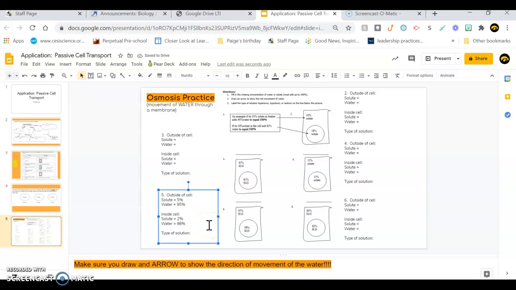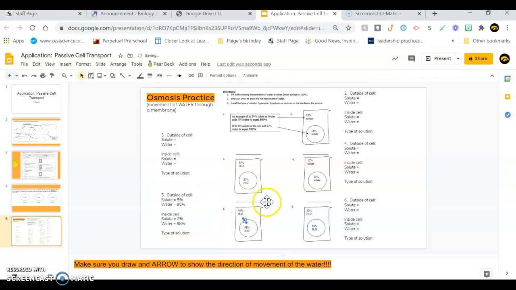Okay. Now you're going to draw your arrow. So we know that the outside of the cell has 95, the inside of the cell has 98. Water moves from high to low. So of these two numbers, the highest number is on the inside of the cell at 98%. So you'll take your arrow button and you'll draw it from the inside out. Okay.